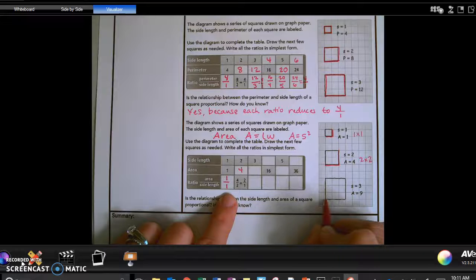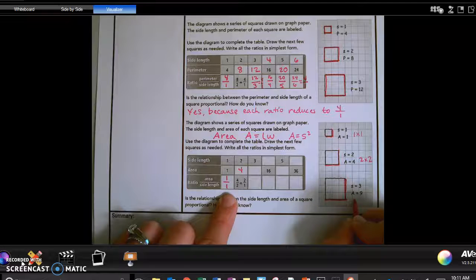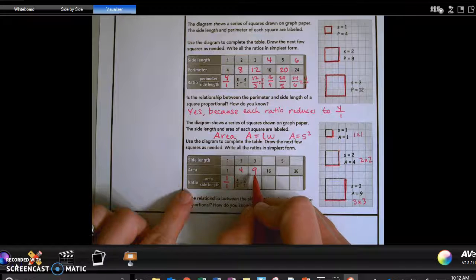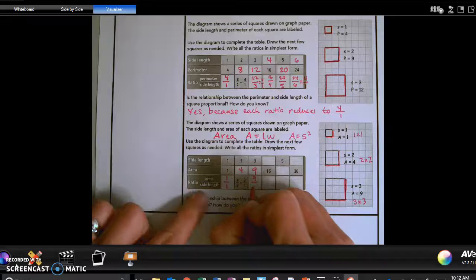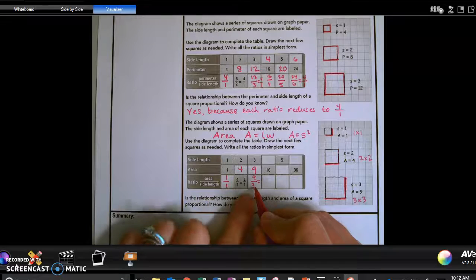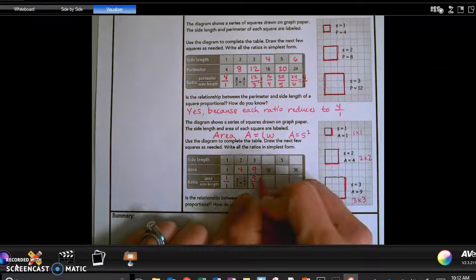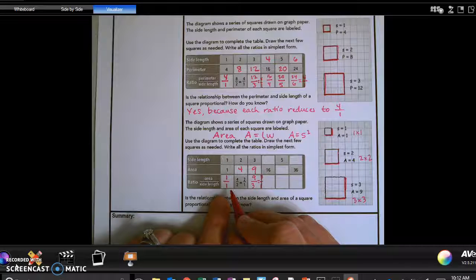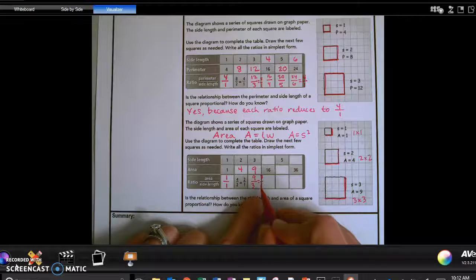To find my area, I'm going to take length times width, or side times side, which is 3 times 3, so I get an area of 9. On a side length of 3, I get an area of 9. So as I'm writing the ratio of area, which is 9, to side length, which is 3, I can reduce this. 9 and 3 both have a common factor of 3. 9 divided by 3 is 3. 3 divided by 3 is 1. So this reduces to 3/1. So now I have 3 different ratios: 1-to-1, 2-to-1, 3-to-1.